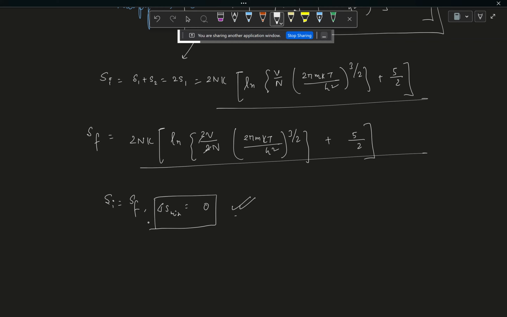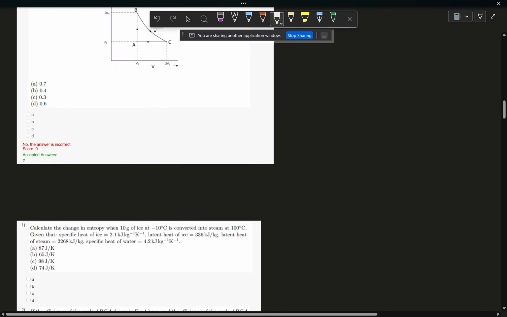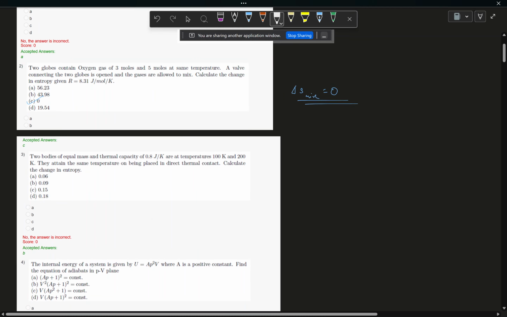Unlike the problem that we had discussed before this, that had two different gases, oxygen and hydrogen, because of which you got a non-zero entropy change, in this case your entropy change should be 0. So your delta S mix becomes 0 now. So you are done with question number 2 again. Let us mark this and go to question number 3.